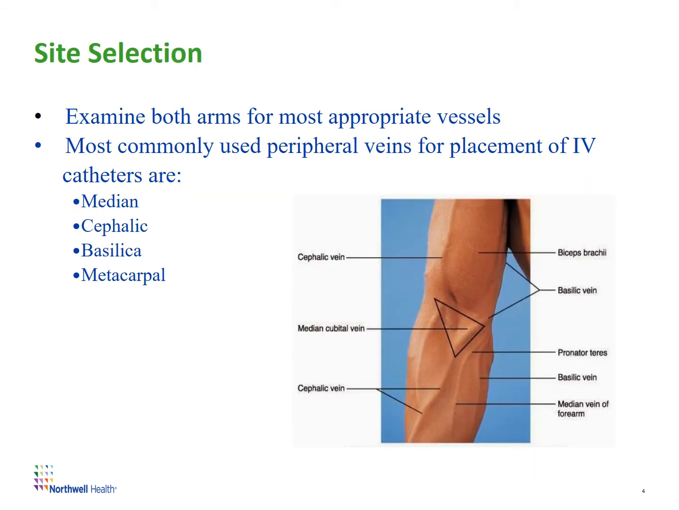The site selection, as I mentioned before, only the upper extremity sites are accessed by an RN, and you always look for the best sites on both arms for the best vessel. The most commonly used peripheral veins are listed here.